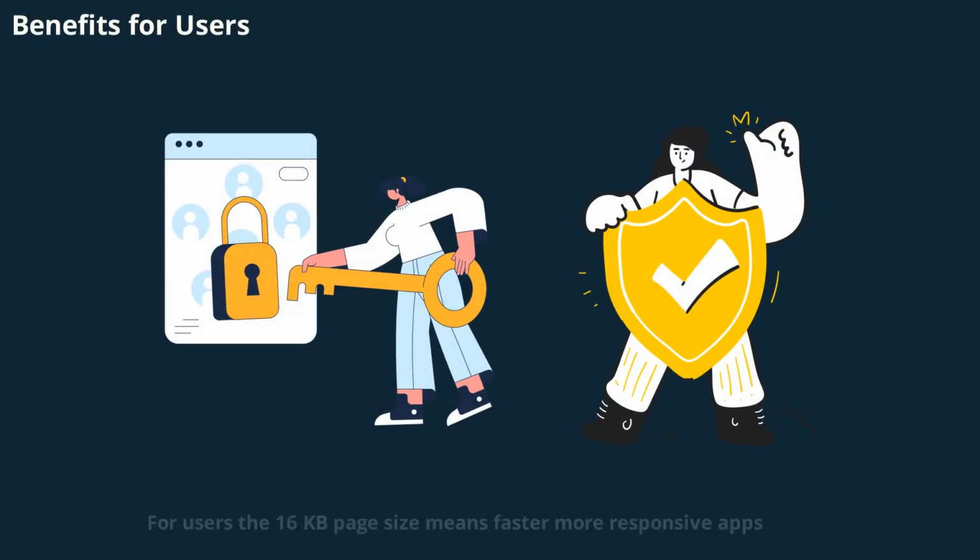For users, the 16 KB page size means faster, more responsive apps, quicker camera launches, and longer battery life. These improvements enhance the overall experience, making Android devices more enjoyable and efficient to use every day.